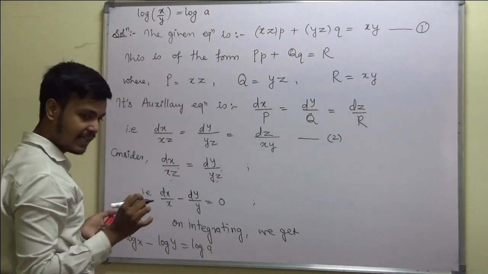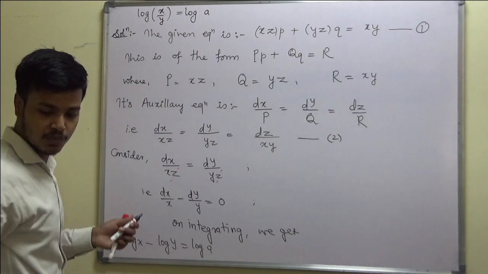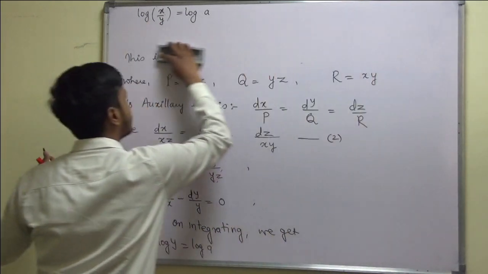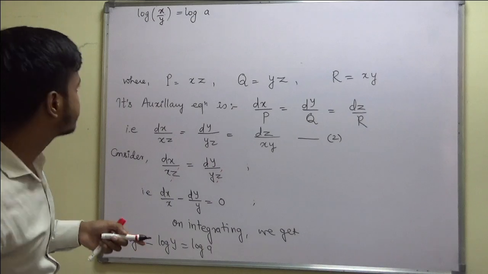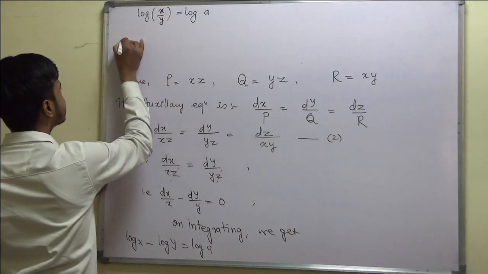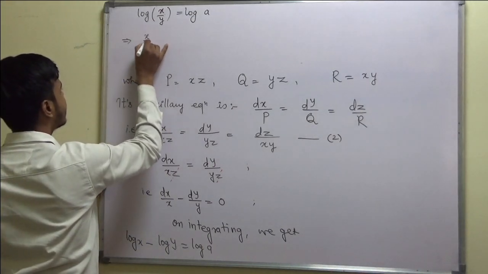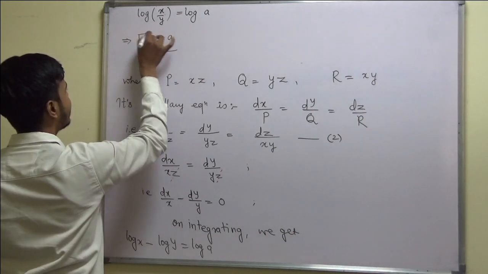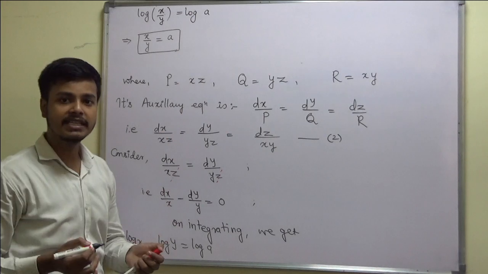a. And then you can do one more thing here: remove the log by taking exponentiation. This implies x by y is equal to a. That is my first integral curve.